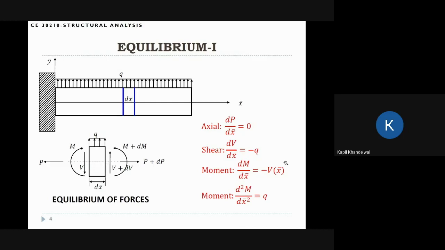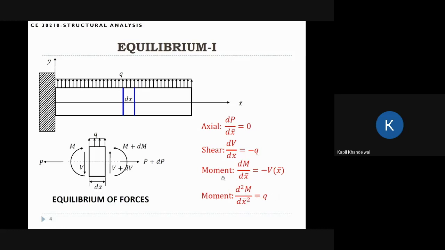We'll end up with the third equation here, that is dM/dx is equal to minus Vx. This is the equilibrium for the moment. But clearly, the equilibrium for moment actually depends on V. So we can take the derivative of this moment equation and combine the shear and moment into one equation. So this is the one equation that we need: d²M/dx² is equal to q.